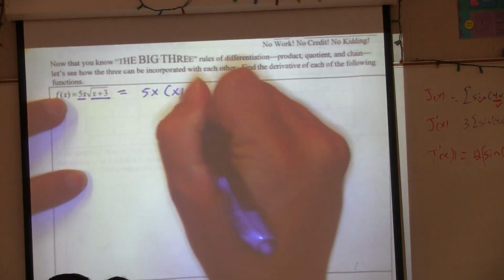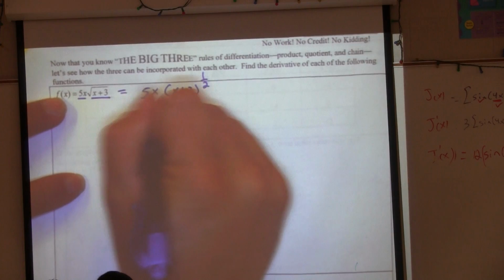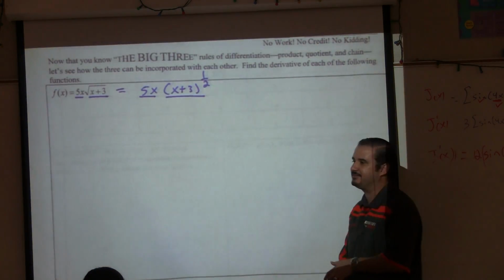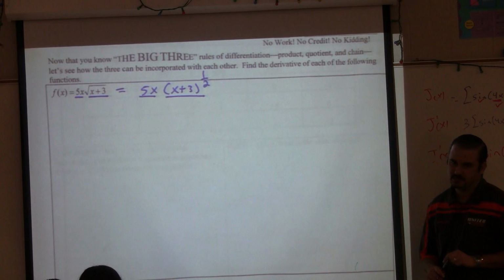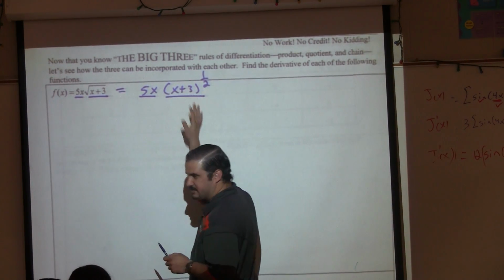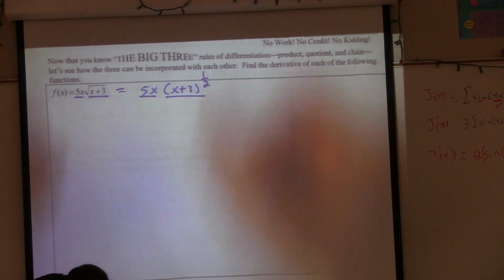times x plus 3 to the what? To the half, right? But within that product rule, I'm going to have to use what? Chain rule when I say find the derivative of the second, right? You ready for this? Let's do it.